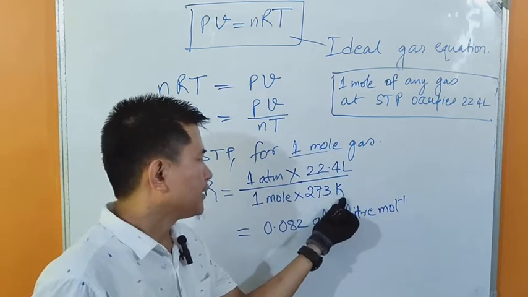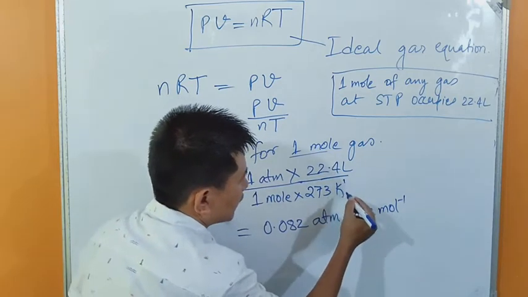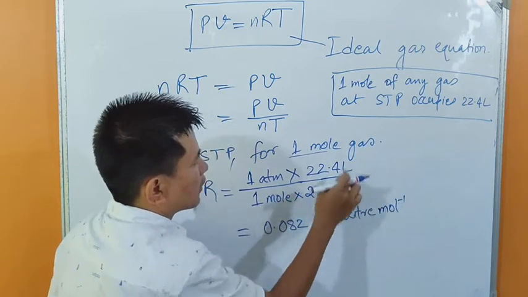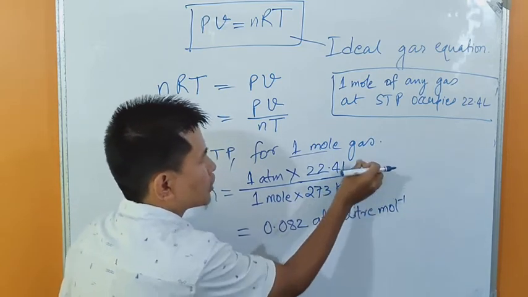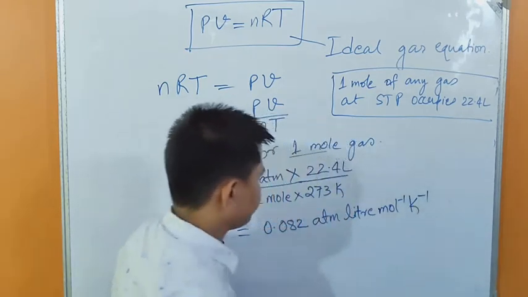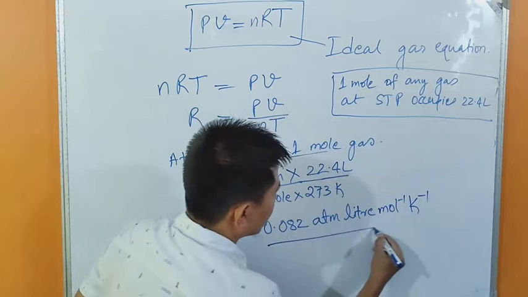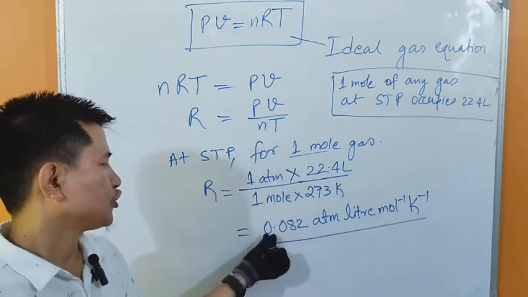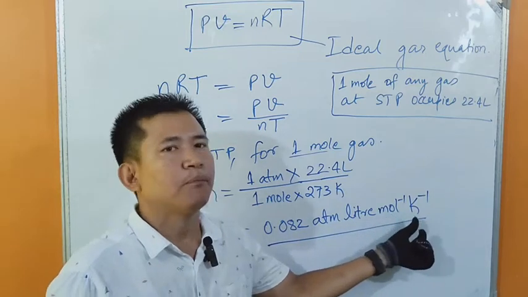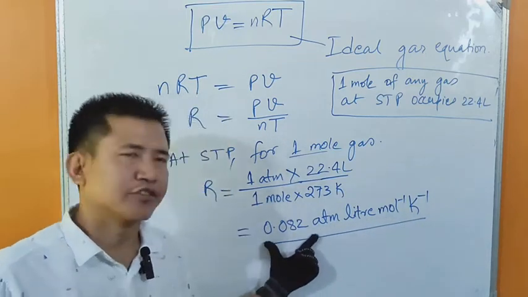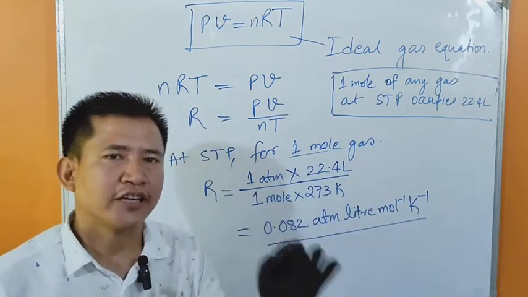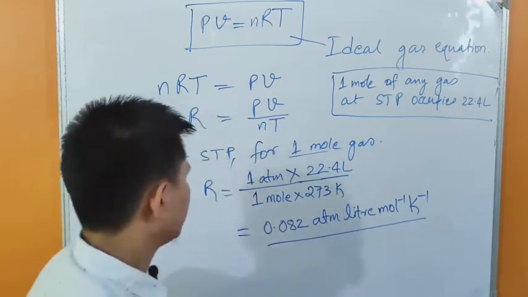Now this Kelvin has power +1, and when we bring this Kelvin to the numerator, the plus power changes to negative. That means Kelvin becomes -1. So the value of R is 0.082 atm liter per mole per Kelvin. Please remember this value because R is the universal gas constant and the value of R never changes.